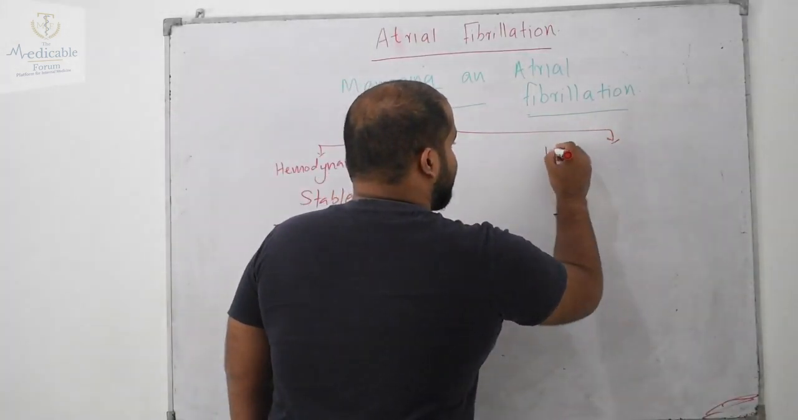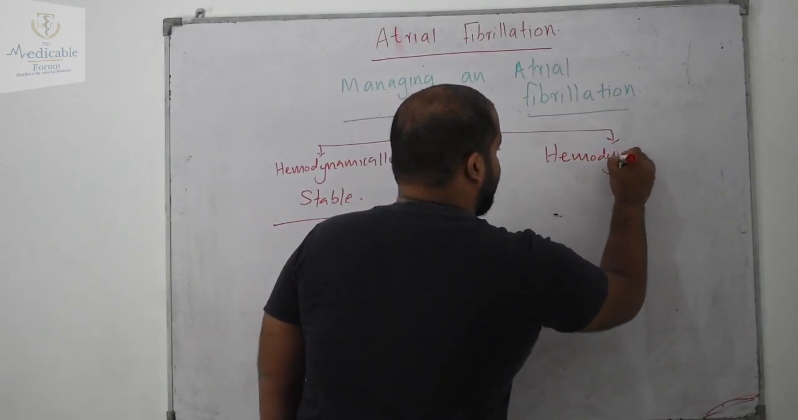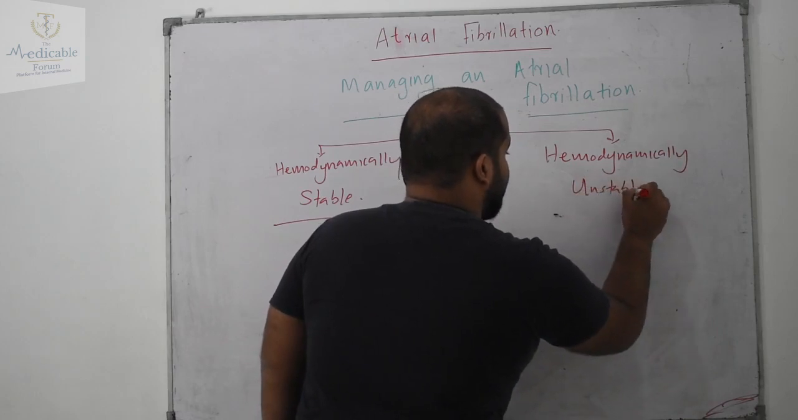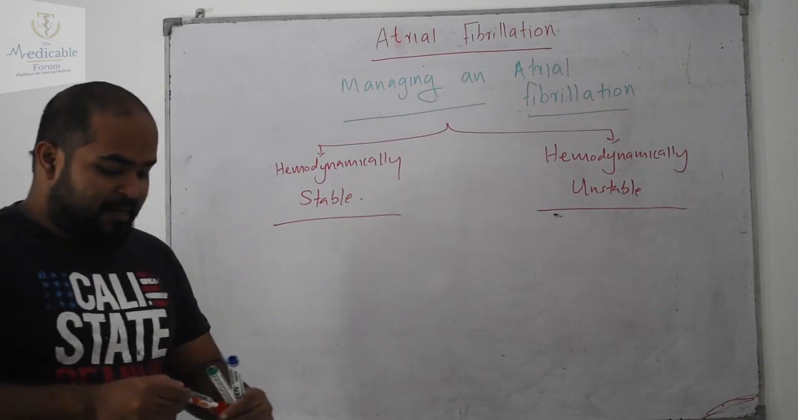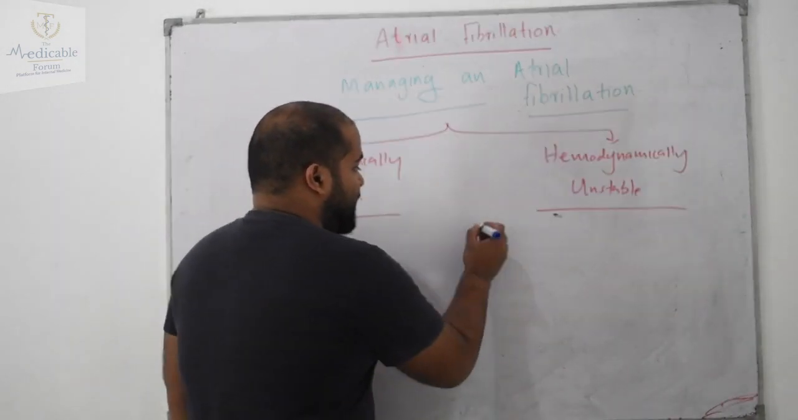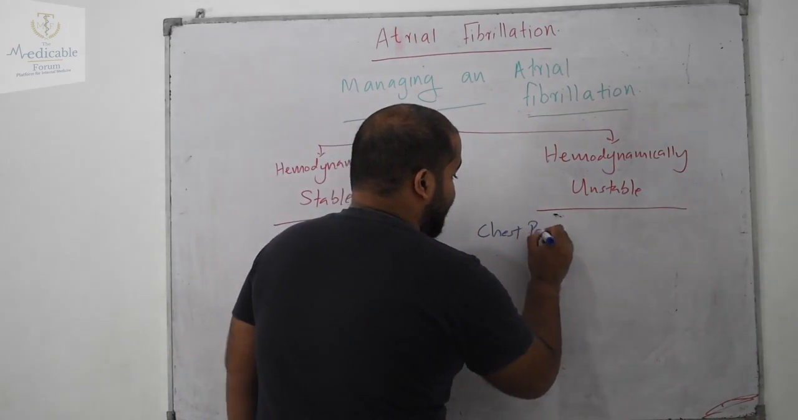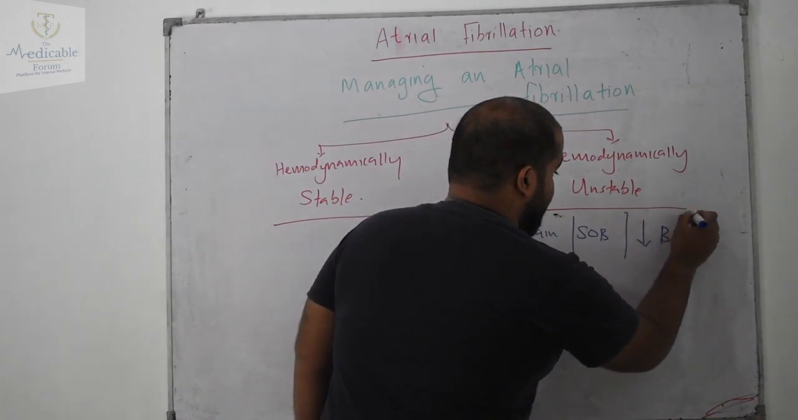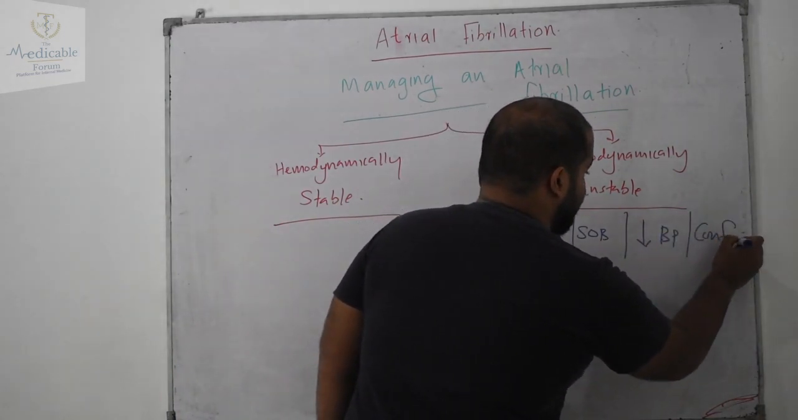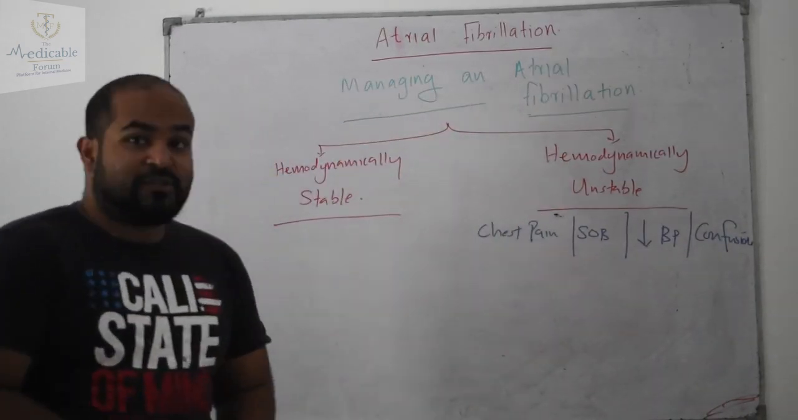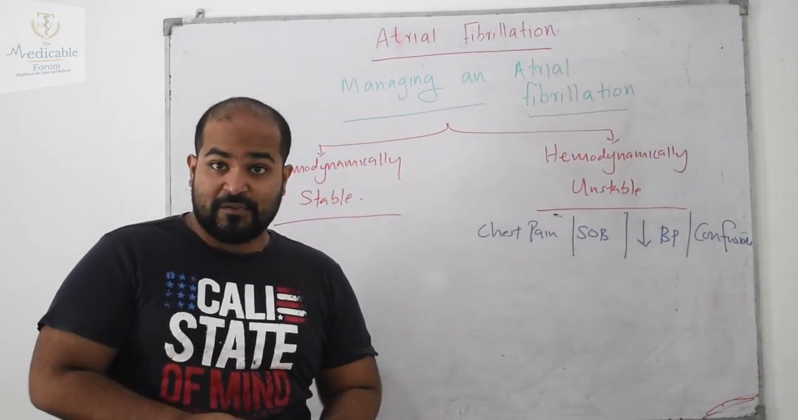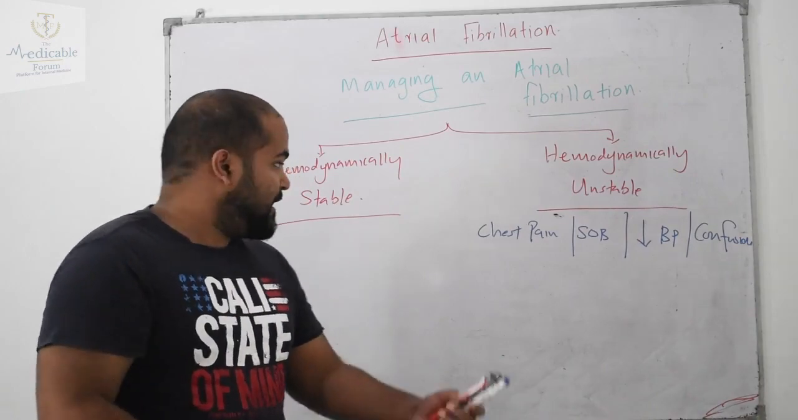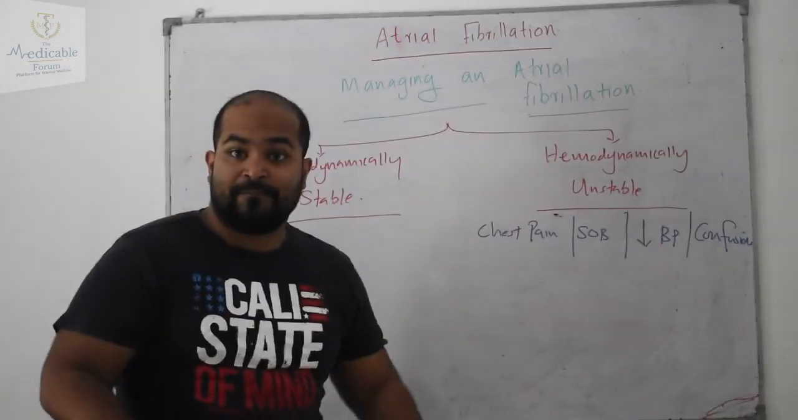The next one is hemodynamically unstable. So what do you mean hemodynamically unstable? So what does that mean? If the patient is coming with chest pain, shortness of breath, hypotension and confusion, they are called hemodynamically unstable. So atrial fibrillation can come as hemodynamically stable or hemodynamically unstable.